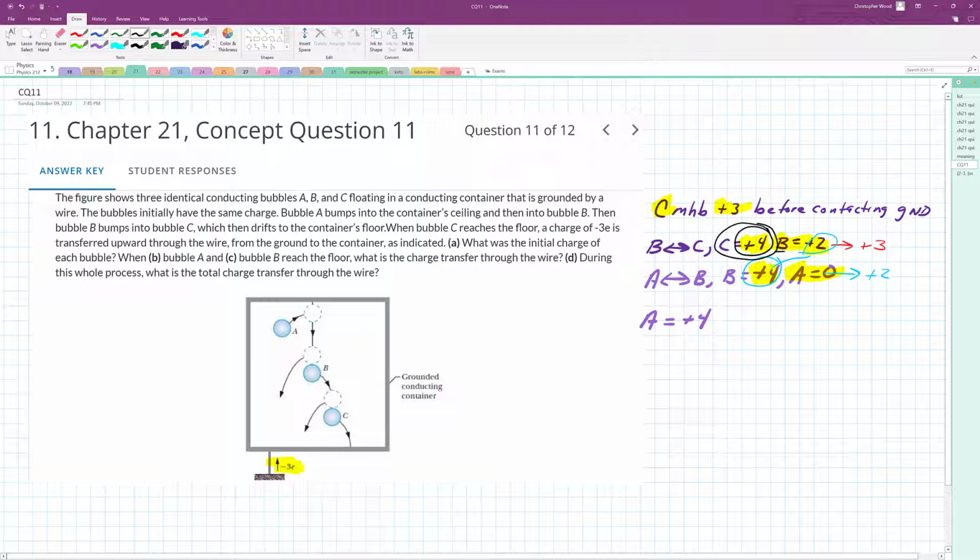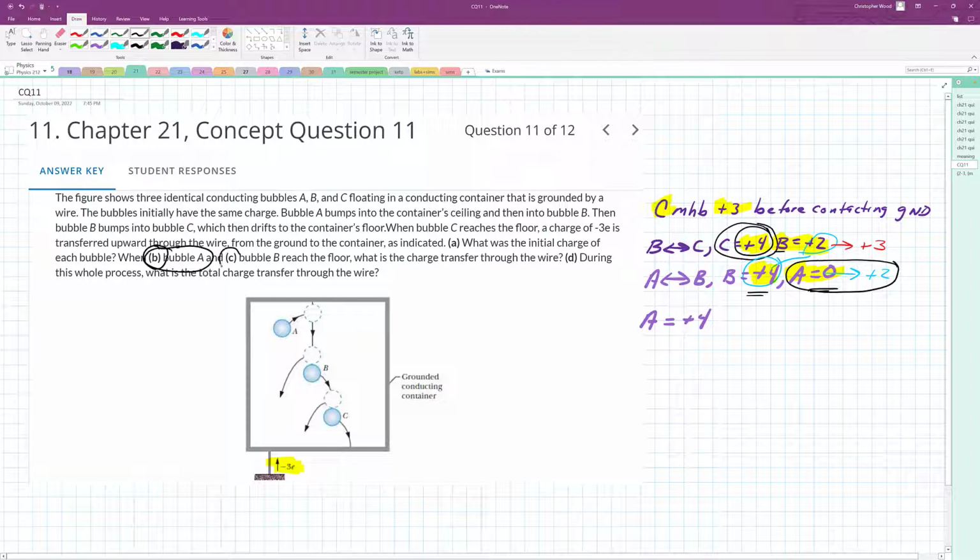I don't think this was wasted effort though, because part B says how much charge goes through the wire when bubble A makes contact with the floor of the ground container. Bubble A had previously touched the roof of the ground container. Now it's going to fall to the floor. I'd already shown here, that's why it did help to write all this stuff down, that after contact with bubble B, bubble A went from 0 to 2 because that's how bubble B got its charge of positive 2. So the answer to part B is negative 2 charges flow through the wire to neutralize bubble A when bubble A hits the floor.